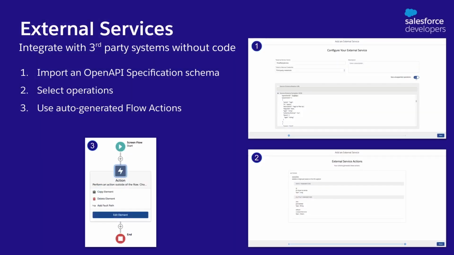External services are a simple and powerful way to integrate with third-party systems without code. All it takes is 3 steps. First, you import an OpenAPI specification schema for the service you'd like to use. Then you select some operations from the schema. Finally, you use flow actions that are auto-generated based on the selected operations. These actions contain auto-generated wizards that allow you to set the operation parameters that are defined in the schema. At runtime, the platform will make REST calls with these operations and parameters without you having to write any code.